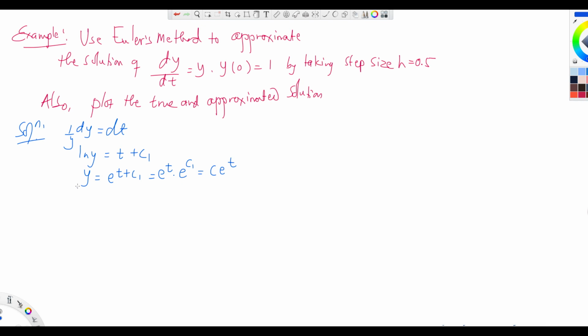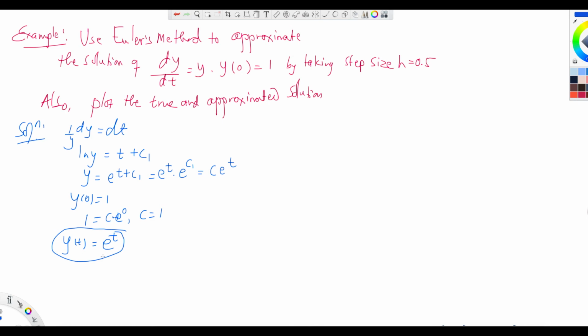Now if you use the initial condition y0 equals 1, what do you get? You will get 1 equals c times e to the 0. So c is basically 1, right? So what is the final true solution? y of t equals e to the t. This is the exact solution. Now we will need this to plot, to answer this plot.